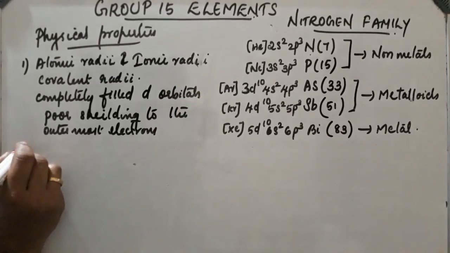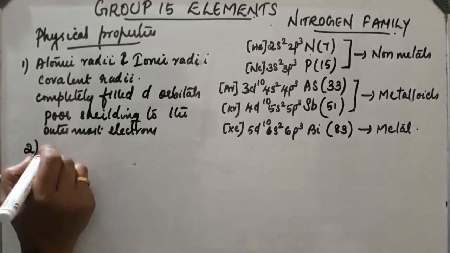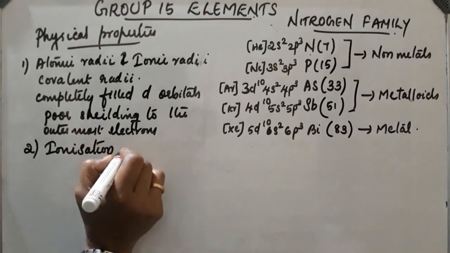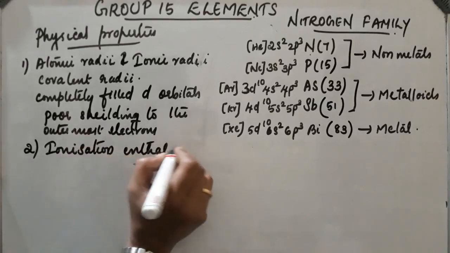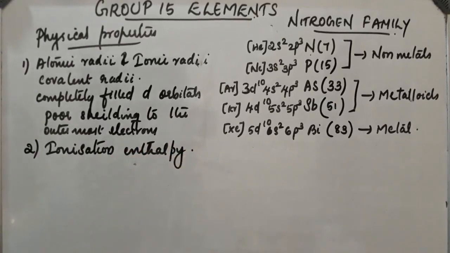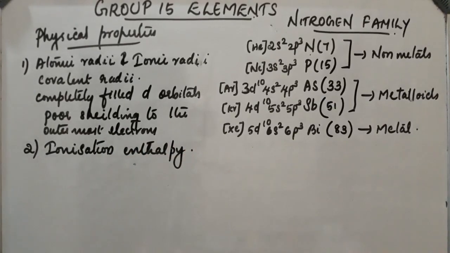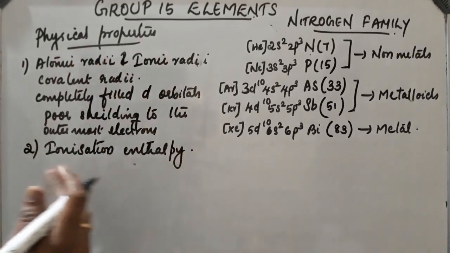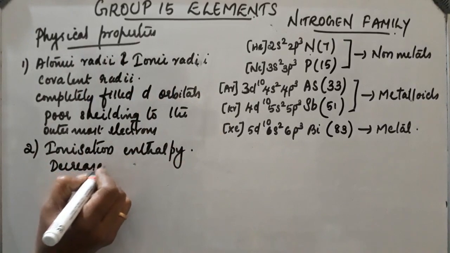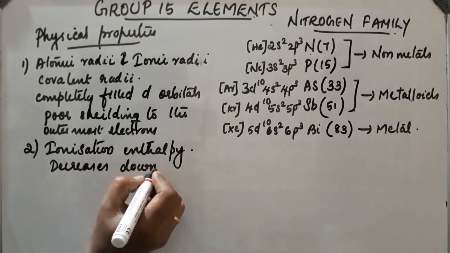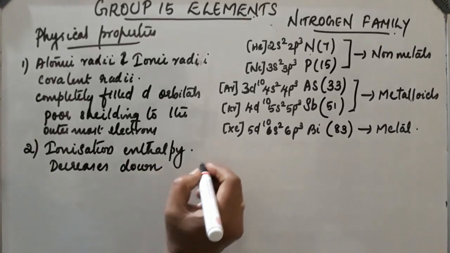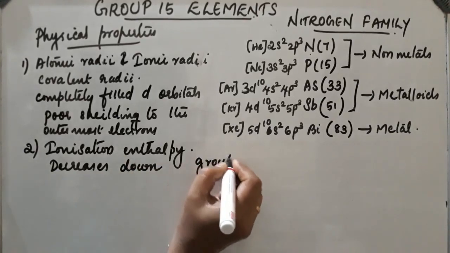Now second point, ionization enthalpy. Ionization enthalpy decreases down the group due to increase in atomic size. So, down the group size increases, so ionization enthalpy decreases down the group.